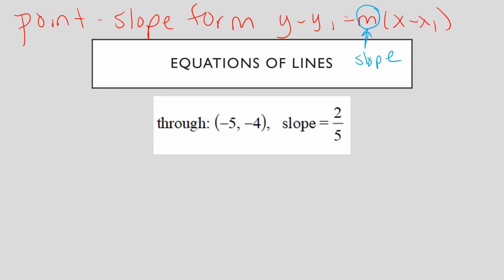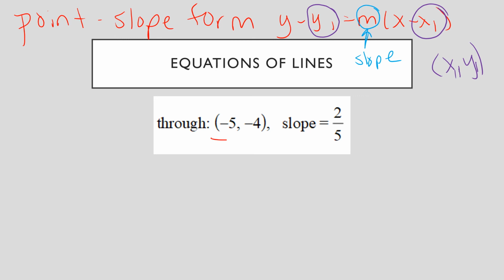Now, the other two are the point. So the y1 and the x1 get substituted. It's the x coordinate and the y coordinate from the point that they give you. So x1 and y1 come from there. The other x and y stay right where they are. You don't use them. So let's go through that together.